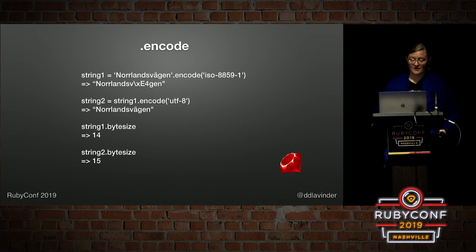Now, if we change it back to UTF-8, which it's supposed to be, then it's fine. It's represented as it should be. And you can see when we call bytesize on these two different strings that they actually have a different number of bytes. So understanding this was the key for me to solving my encoding bug.